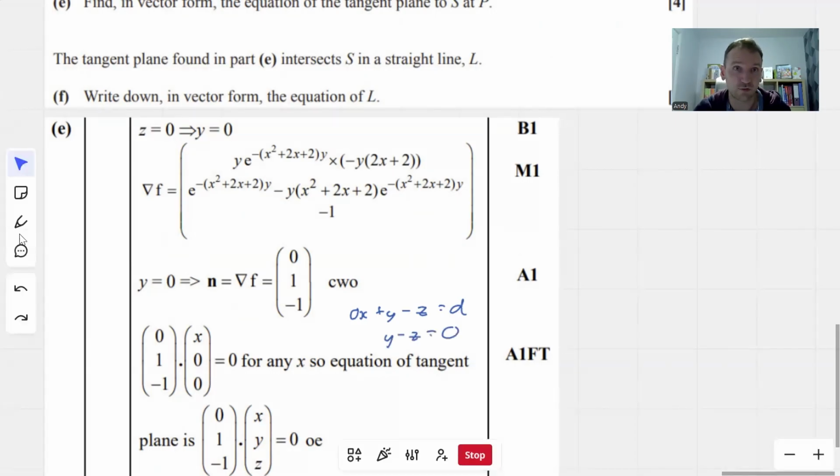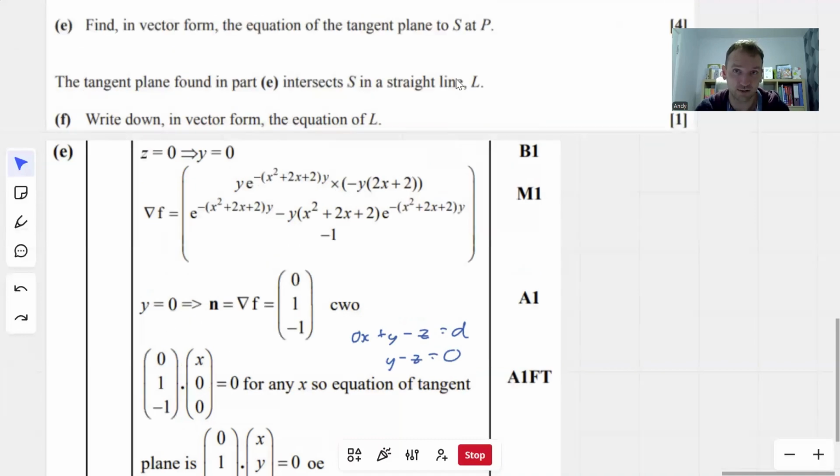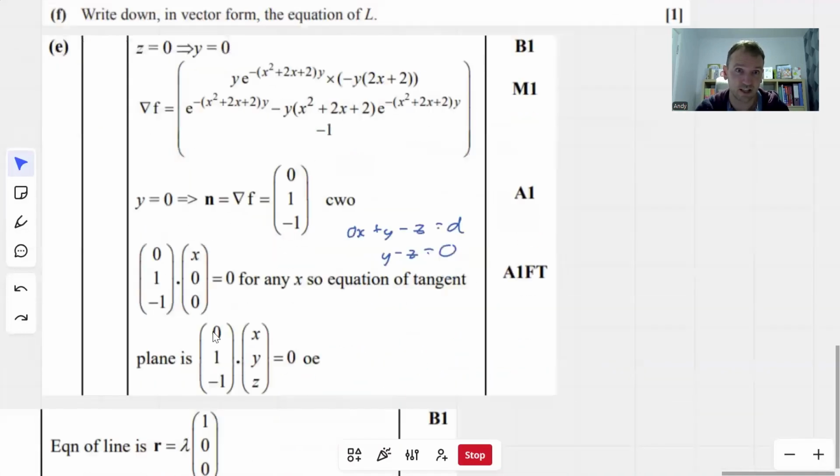But you're asked for it in vector form. In vector form, it wants you to write it as your normal dotted with (x, y, z), or dotted with r, is equal to 0. So that's how you want to be stating this.